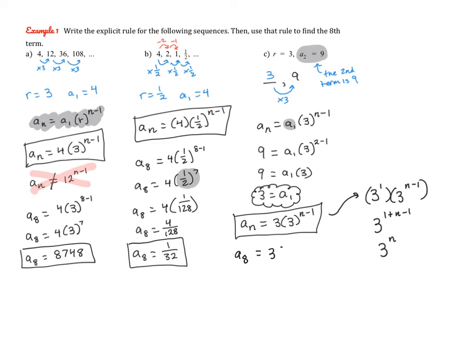So we do 3 times 3 to the power of 8 minus 1, which is 3 times 3 to the power of 7. And so our 8th term should end up being 6,561.